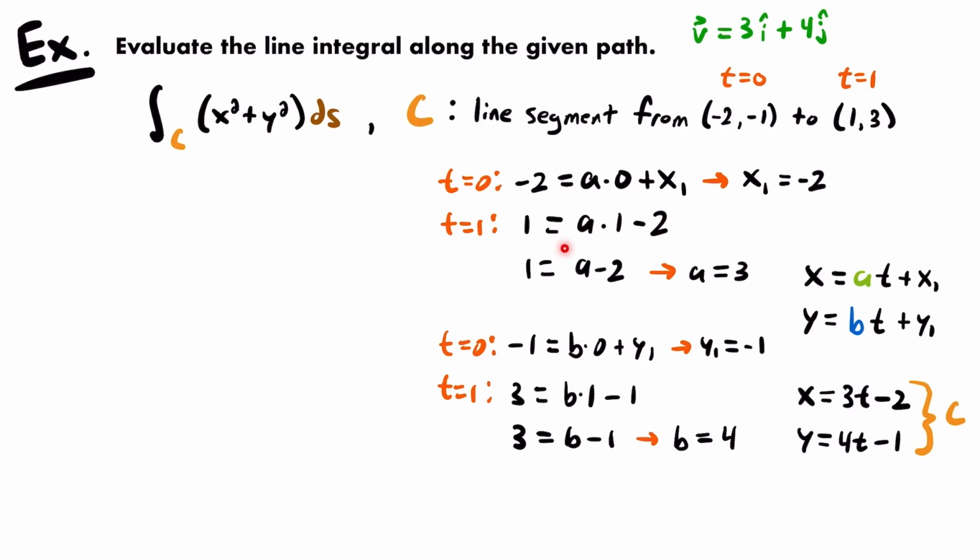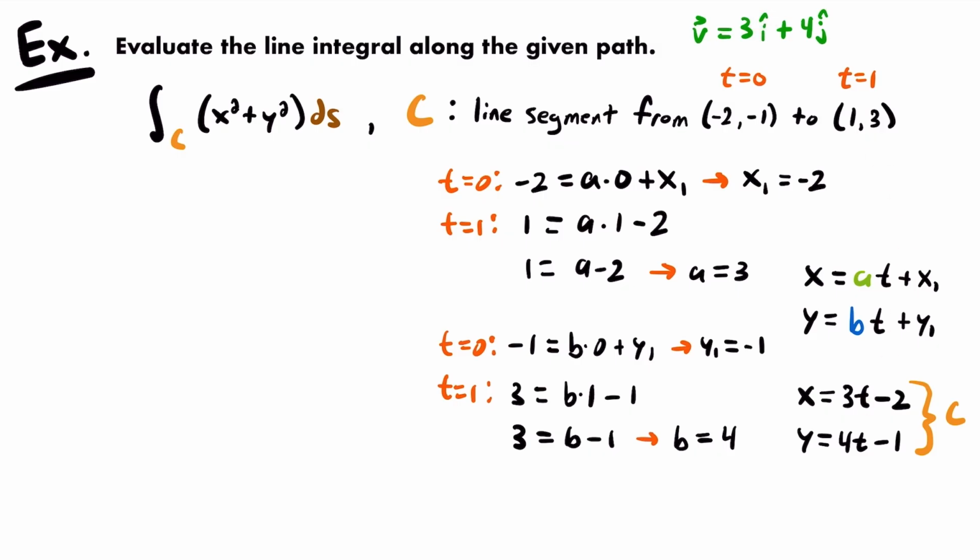Whether you go about it this way or using a direction vector, you're going to get the same parametric equations that represent the line segment. Just remember that when you use this shortcut method, that you have to assign t equals 0 to the initial point and t equals 1 to the terminal point. That will always be the case for that method.